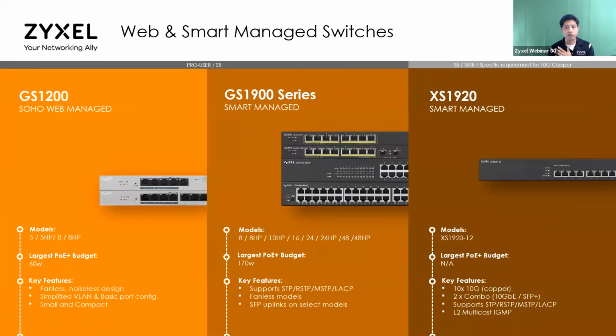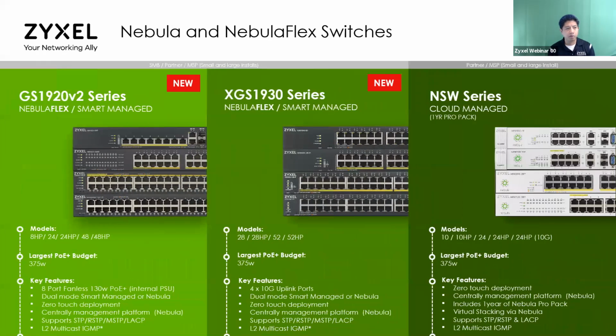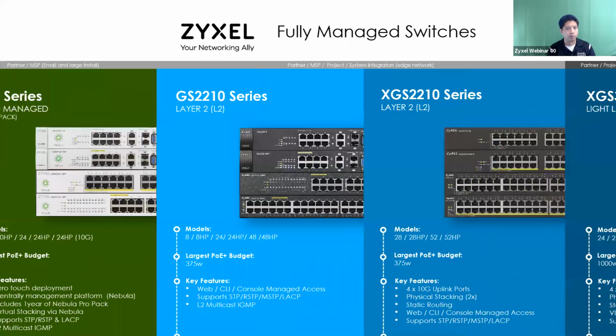You have our smart managed switch line, including models that have 10 gig copper and fiber uplinks. This is where our best seller is, our GS1920 v2, especially for partners, and our XGS1930s. These are our Nebula Flex switches, which you can use as a layer 2 managed switch standalone, web managed, or in the Nebula cloud. The XGS, like I mentioned earlier, is our 10 gig version, so it has the 10 gig uplinks, so you can chain them together, things like that. And then of course our NSW is our full cloud Nebula switch platform.